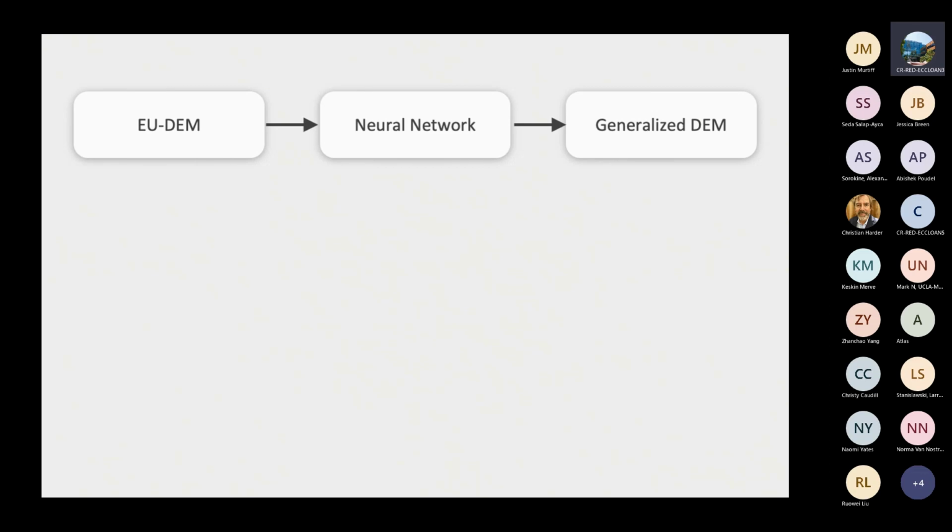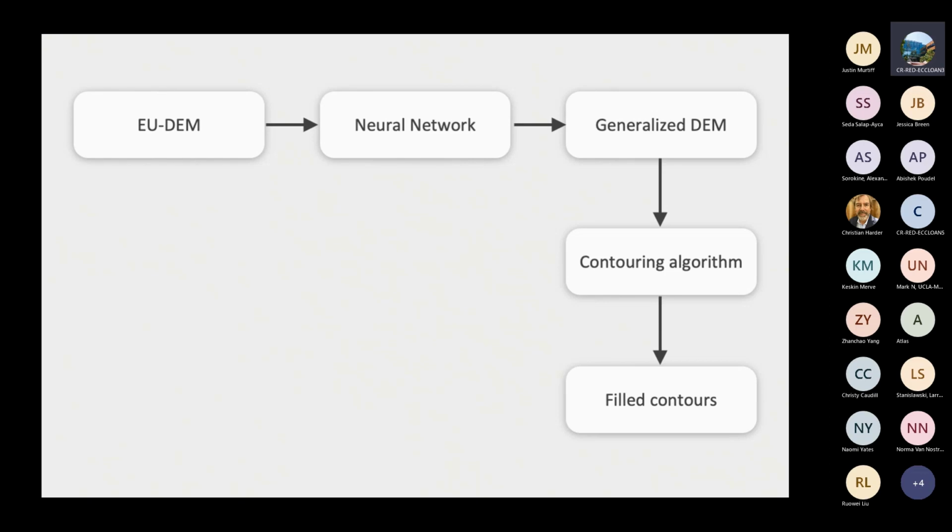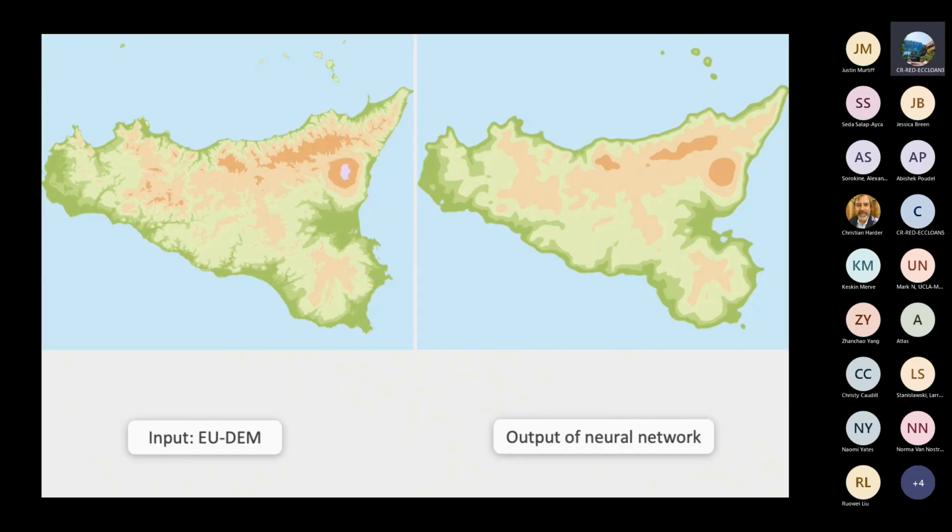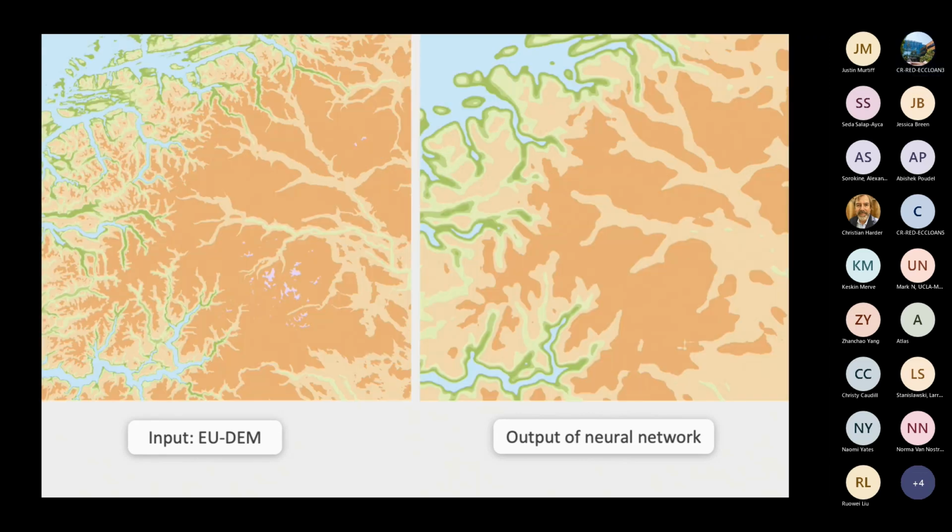We create a generalized elevation model, and then we apply a contouring algorithm and fill the contours with color. So this creates these output images here. On the left side, we have the high resolution input elevation model. On the right side, we have our contour lines created with our neural network. This is Sicily. This is part of Norway with a very complex coastline here. Again, on the left side, the detailed input. On the right side, the output of the neural network with a contouring algorithm.